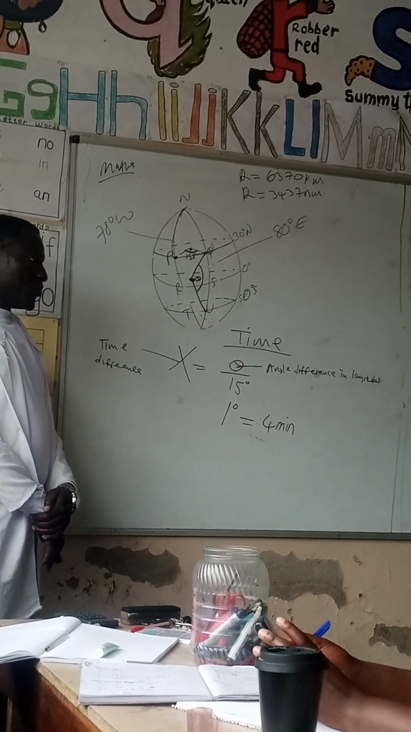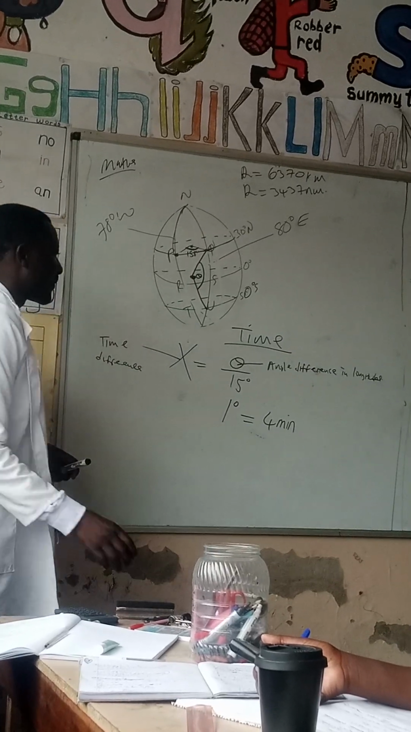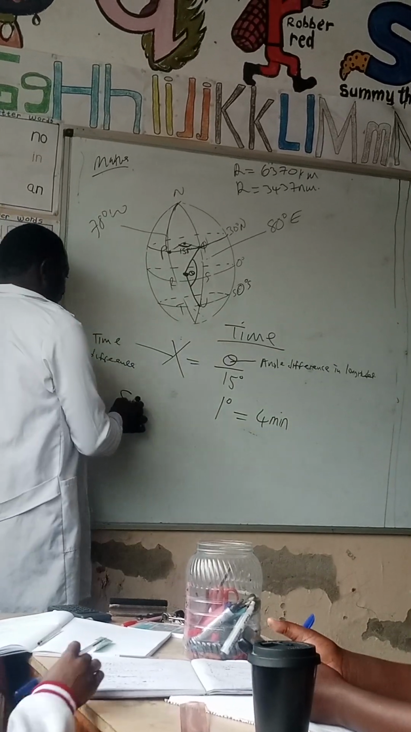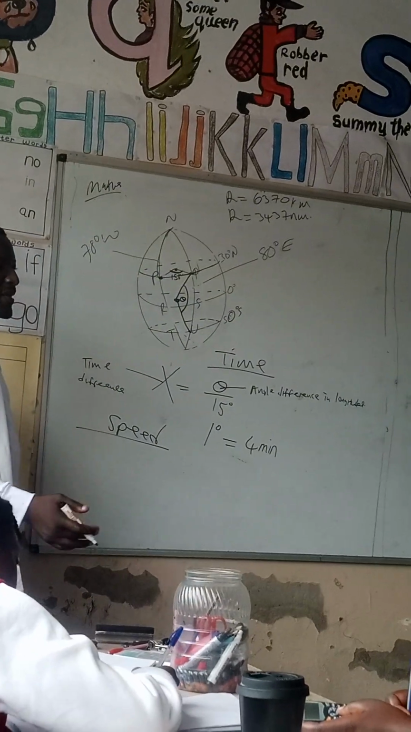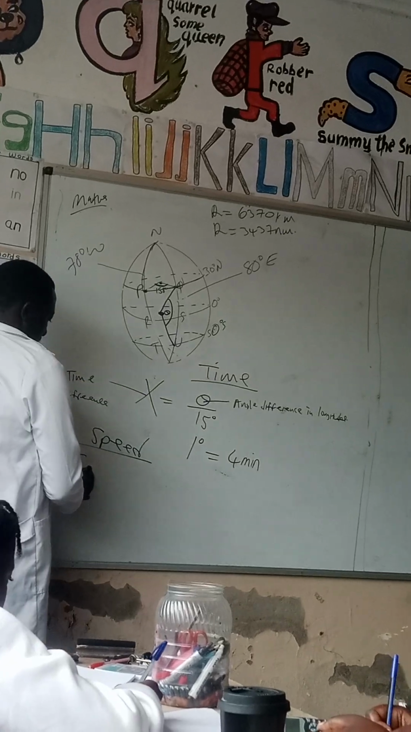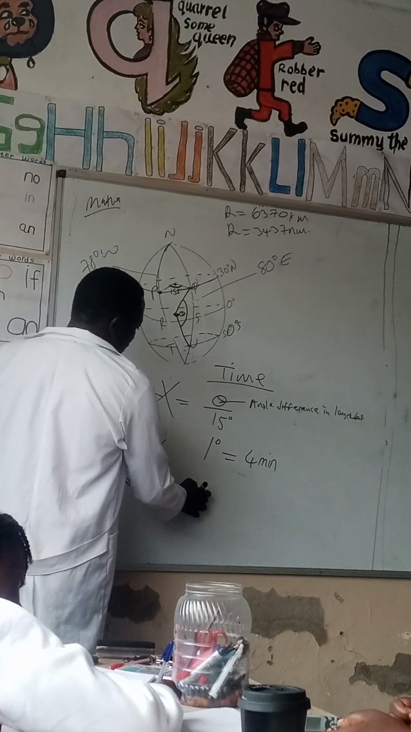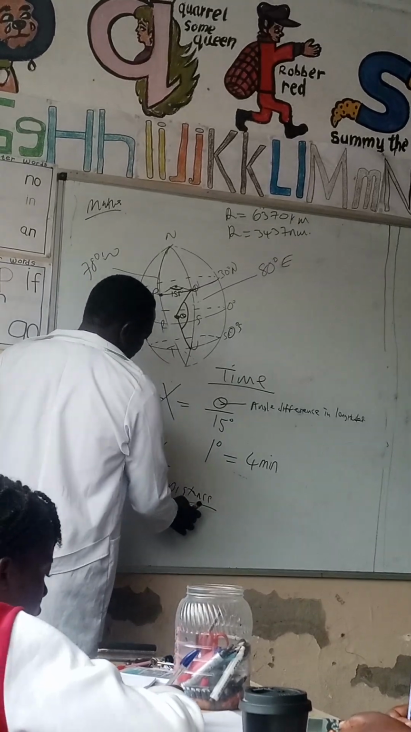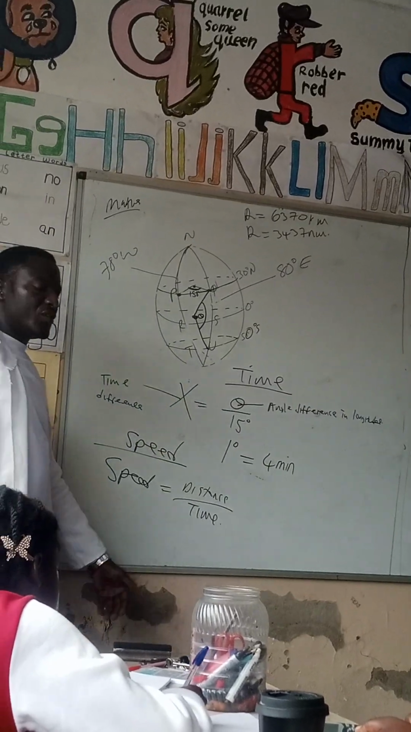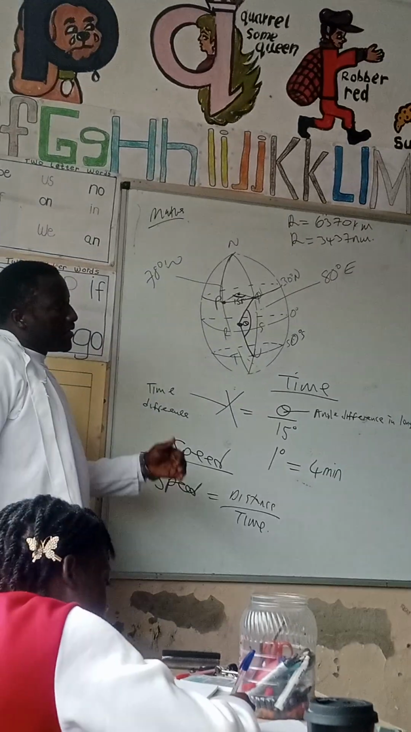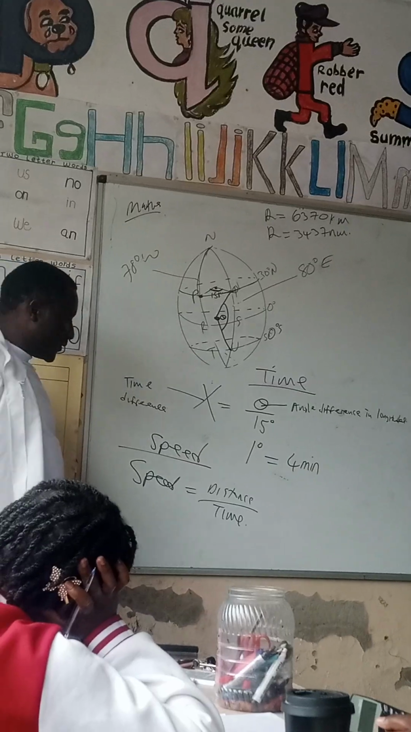So anything to do with time, we use that formula. The other formula is for speed. Speed is equal to distance over time. The distance can be in longitude or in latitude. Time they normally give you.